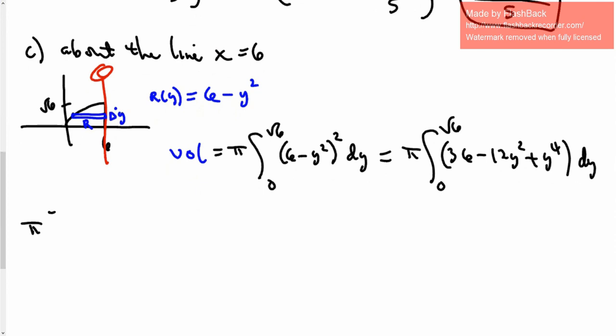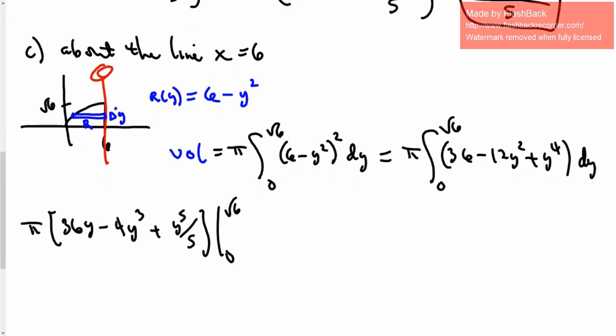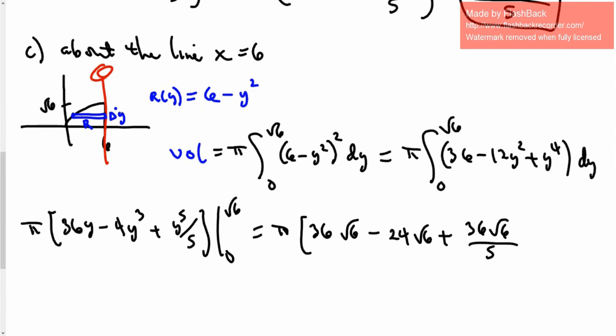So we integrate. This is pi times 36 times y, minus 12y to the third divided by 3 is 4y to the third, plus y to the fifth over 5. That's evaluated from 0 to the square root of 6. So we get pi, 36 times square root of 6 minus 4 times 6, 24 times square root of 6, plus, and this was 36 times the square root of 6 all over 5.